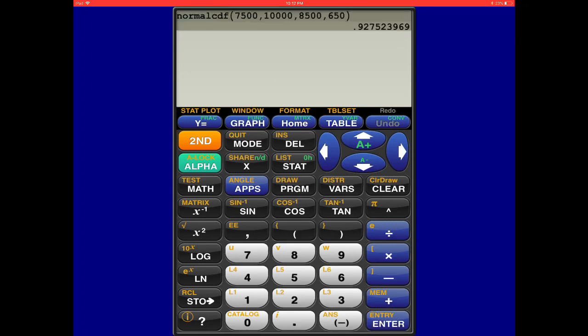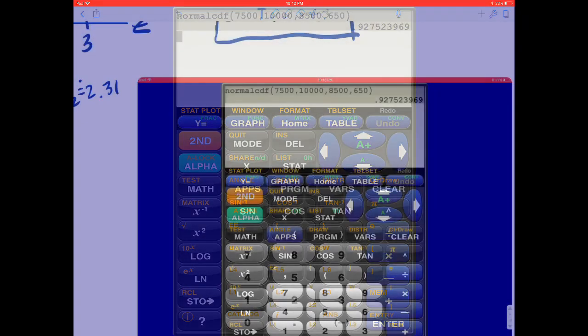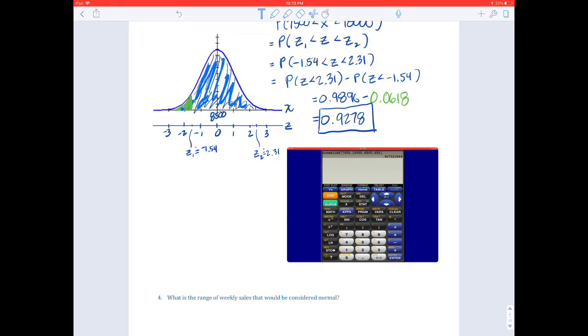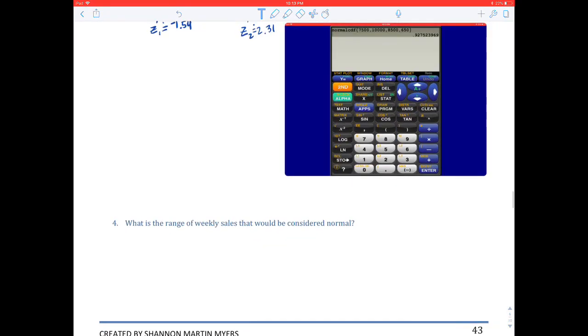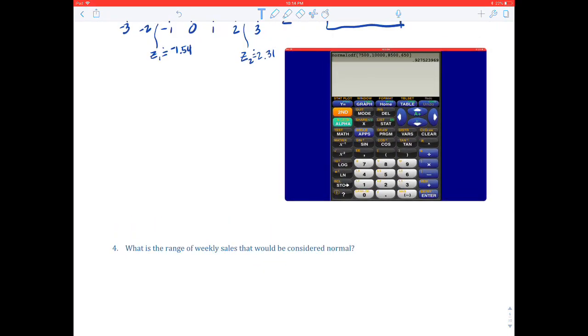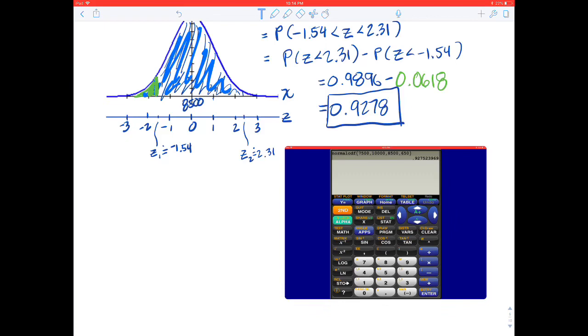And lo and behold, 0.9275, and the difference is due to rounding of the z-scores. Cool? All right, so now what is the range of weekly sales that would be considered normal? What do you think? What do we have going on here?